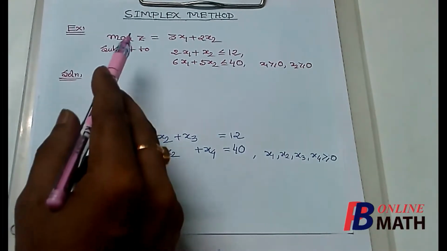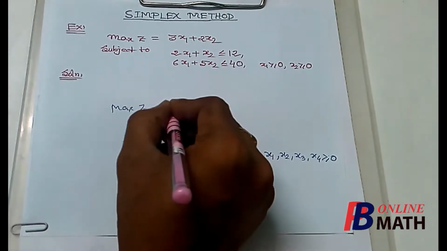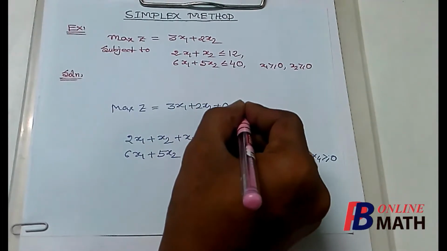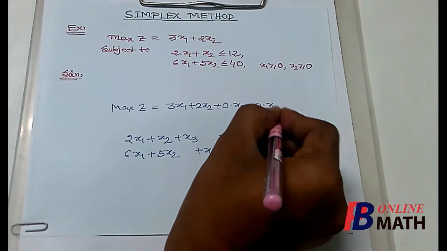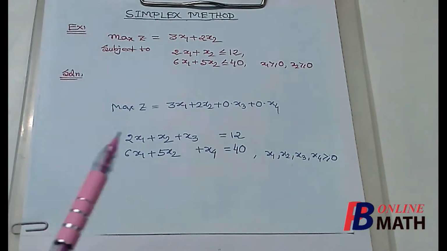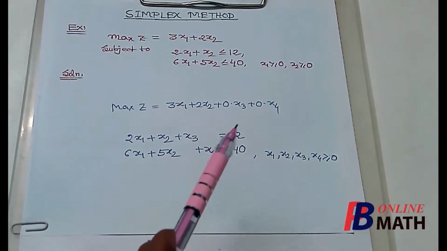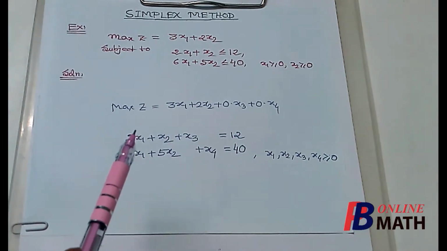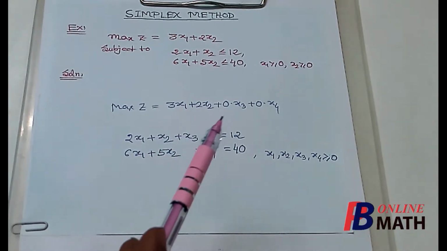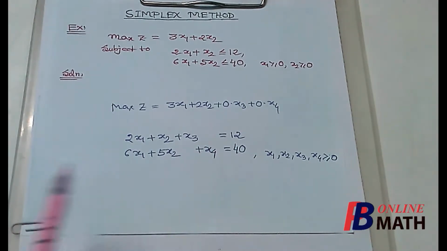Now we can write the objective function z in this form. Max of z equals 3x1 plus 2x2 plus 0 into x3 plus 0 into x4. Now the original problem reduces to this problem: maximization of z equal to 3x1 plus 2x2 plus 0 into x3 plus 0 into x4. This is the objective function of four variables, out of which x1 and x2 are the actual variables and x3 and x4 are slack variables, subject to these two equations.